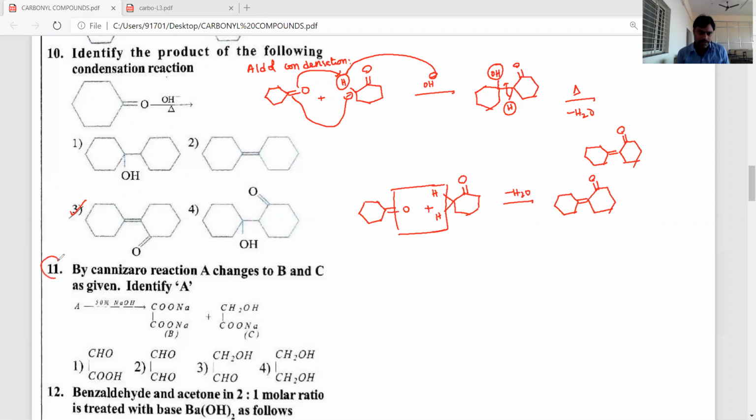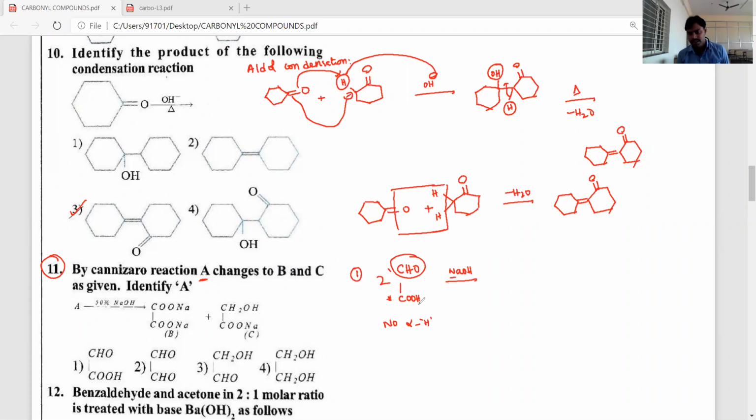Next, the 11th one is the Cannizzaro reaction, A changes to B plus C, and they asked for the reactant. So what is the Cannizzaro reaction condition, dear students? Aldehydes without alpha hydrogens, 2 moles, are involved in the Cannizzaro reaction; they undergo self oxidation and self reduction to produce acid and alcohol. Let's see the first option, CHO and COOH, no alpha hydrogen atoms. It is treated with base, sodium hydroxide, then it involves 2 moles.